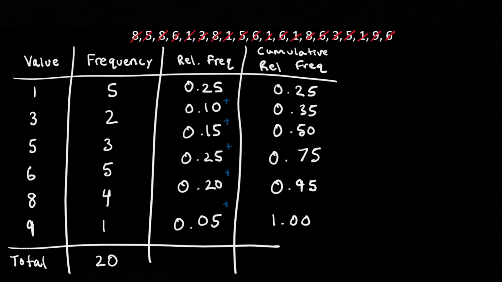We know we did this correctly because the cumulative relative frequency for the largest value, 9, is 1. This means that the whole dataset has values that are less than or equal to 9, which makes sense.